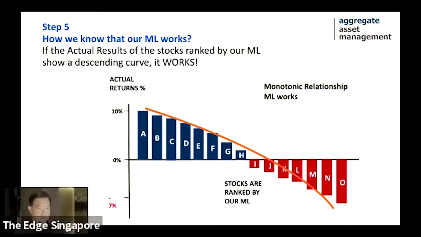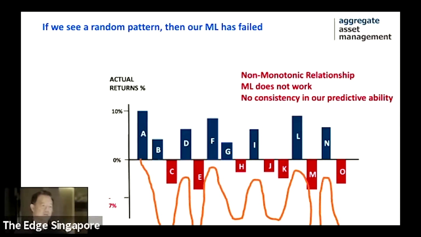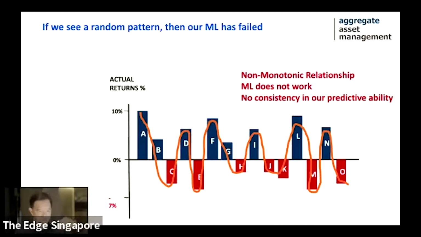So let me show you an example where it doesn't work. If we see a random pattern, then our machine learning has failed because there's no consistency, right? So this is a non-monotonic relationship where you see a random pattern.